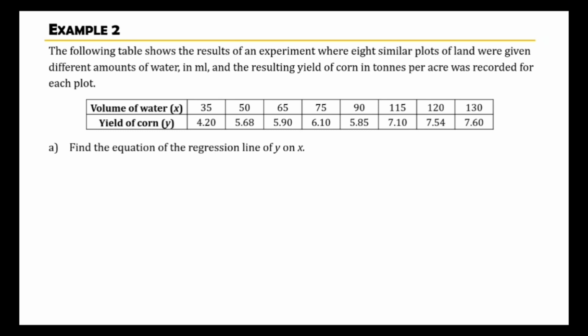Example 2. The following table shows the results of an experiment where 8 similar plots of land were given different amounts of water in ml, and the resulting yield of corn in tons per acre was recorded for each plot. Find the equation of the regression line of y on x. So the regression line is given by the equation y equal to a plus bx. So we have n equal to 8 similar plots of land.